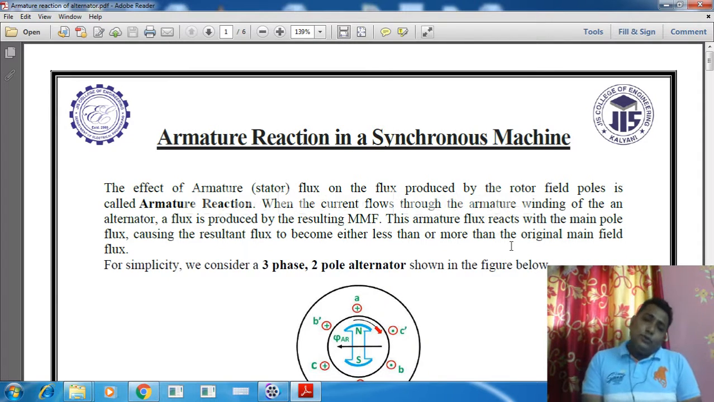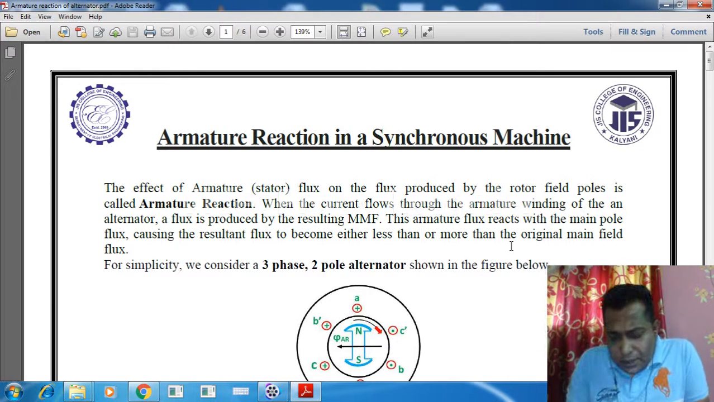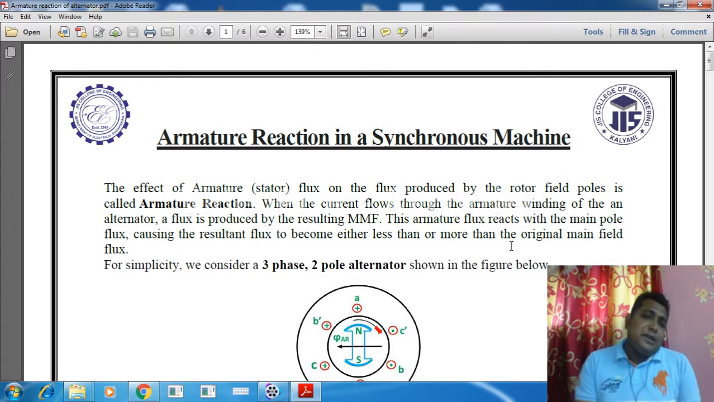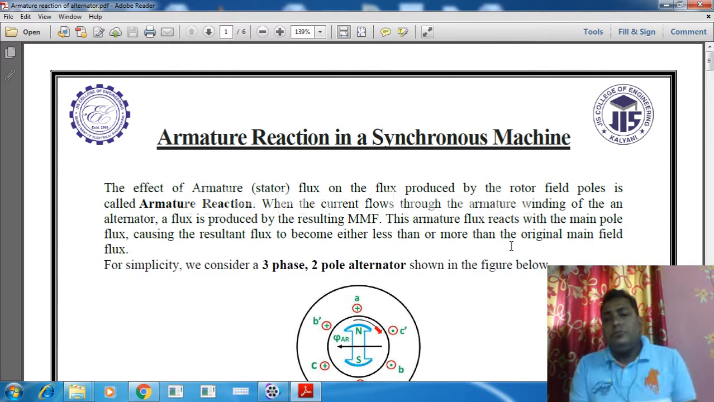When current flows through the armature winding of an alternator, a flux is produced by the resulting mmf. This armature flux reacts with the main pole flux, causing the resultant flux to become either less than or more than the original value. If the fluxes have the same direction and the same polarity, then it will be additive. If they have opposite polarity, then it will be subtractive. In that way it will be more or less than the main field flux.